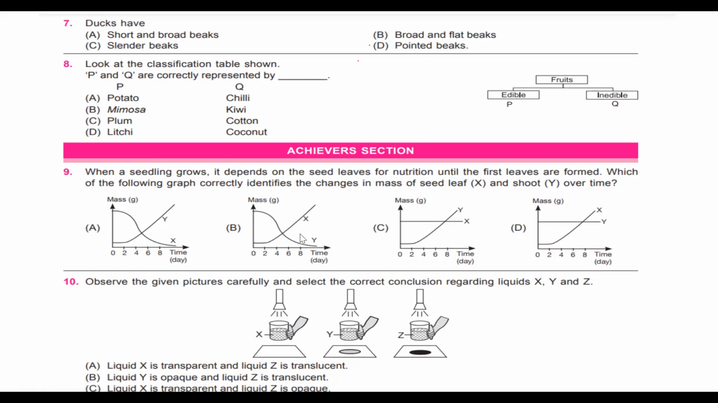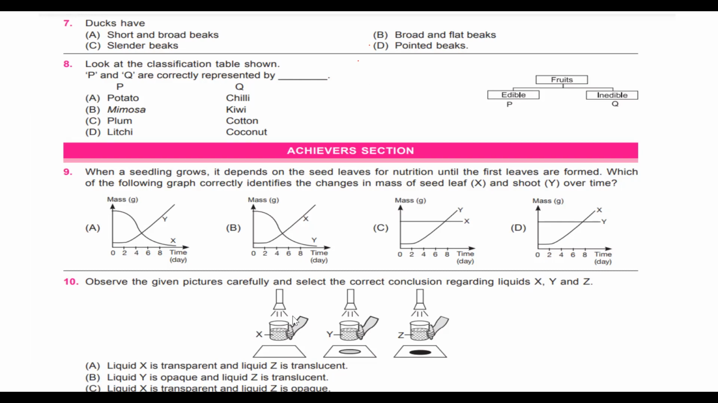Here the seed leaf is going up, that is wrong. B is wrong. In C, what happens? The seed leaf is parallel and the shoot is just above, that is also wrong. D is also wrong. So A is the correct answer. Got it? Now we have the next question, that is question number 10.